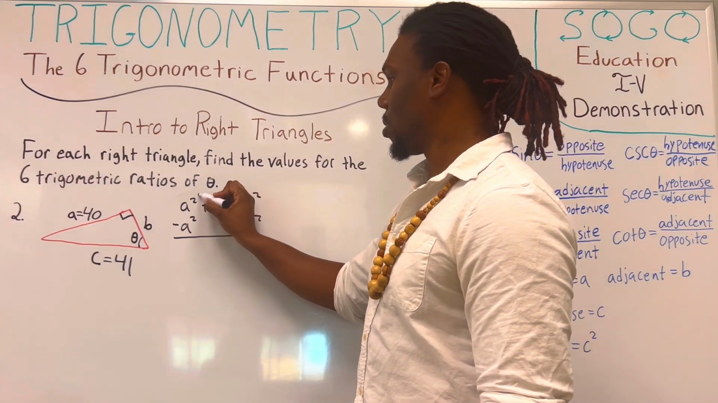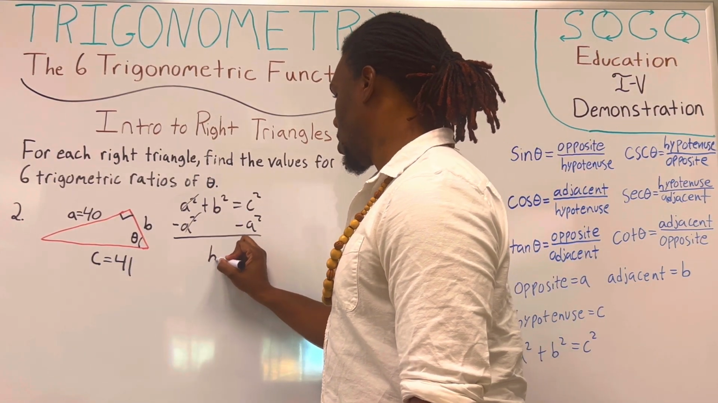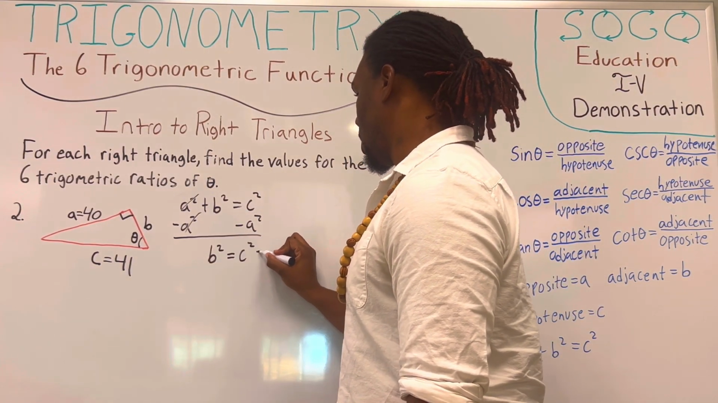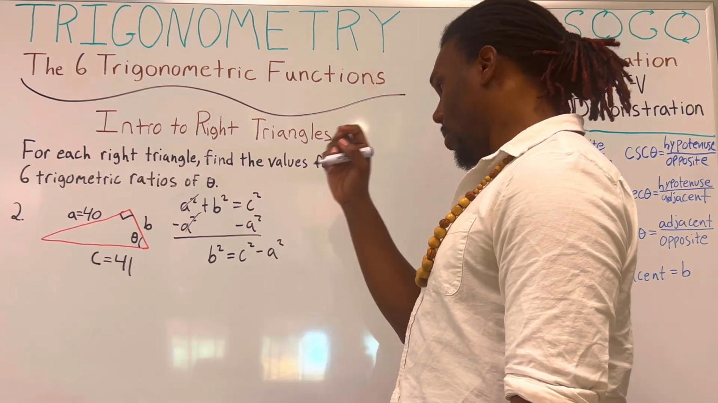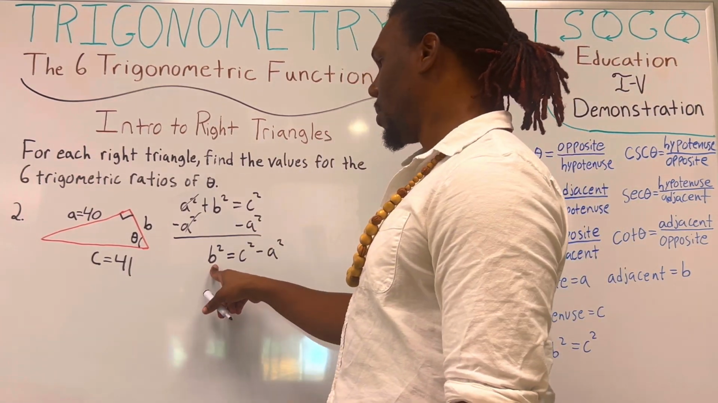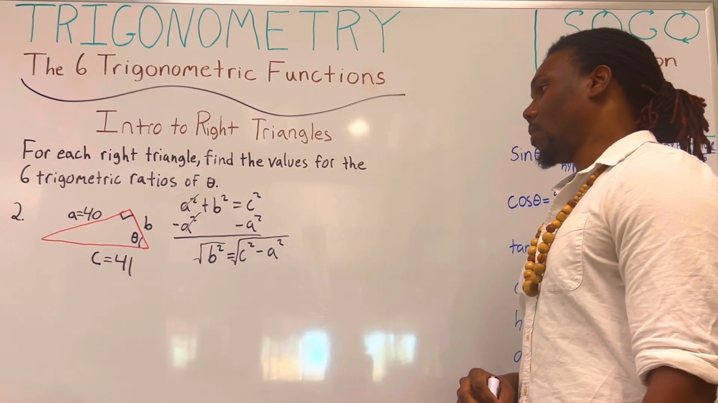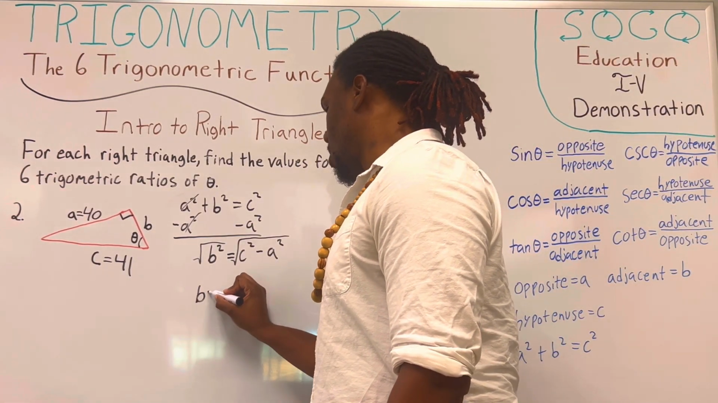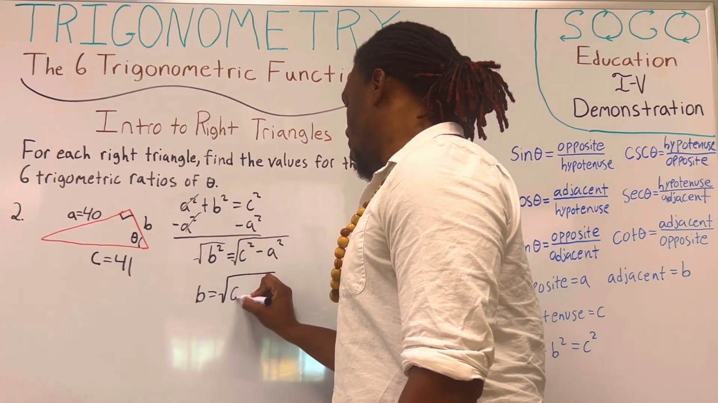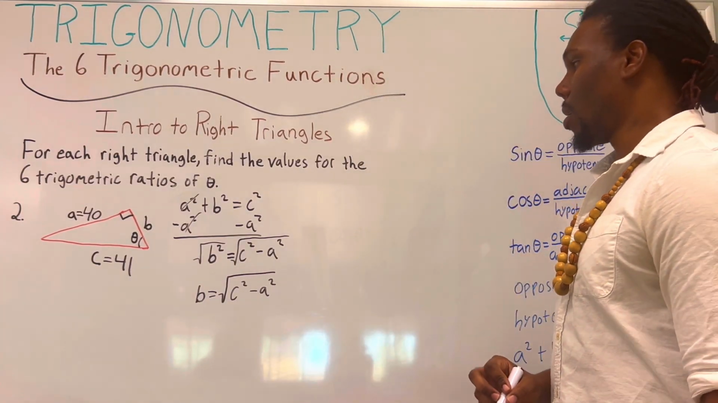All right, so I subtracted a squared on both sides so that it cancels out on the left side of the equation so that we get b squared is equal to c squared minus a squared. Then we're going to take the square root on both sides of the equation so that we get b is equal to the square root of c squared minus a squared.